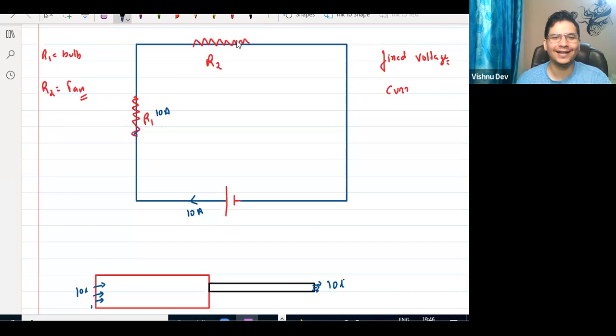And how much will be across R2? 10. It will be 10, sir. Exactly. And how much will come back into the battery? 10, right? It is a closed circuit, no? Has anyone ever encountered this? Raise your hand. So I can say since this is one closed circuit, how many loops are there? Tell me, how many loops are there?